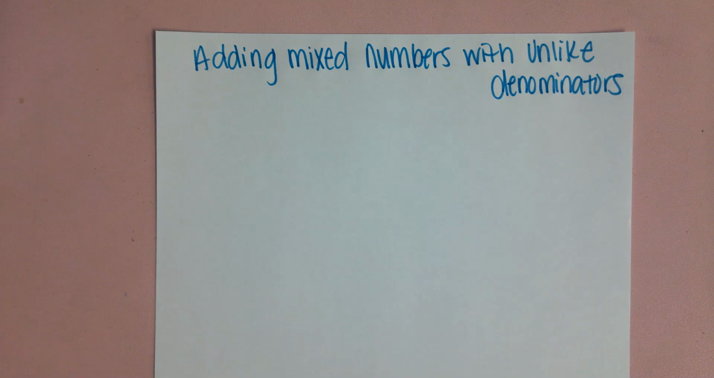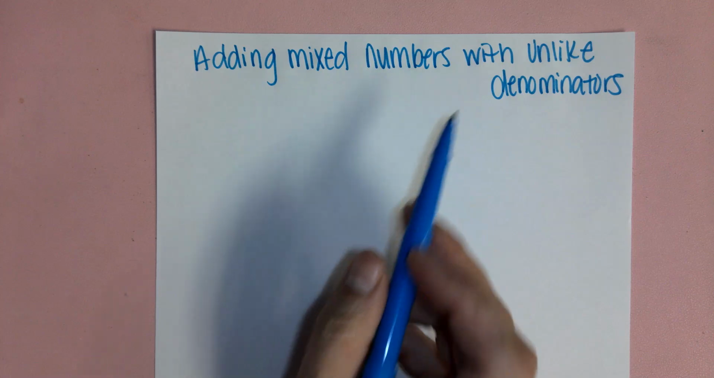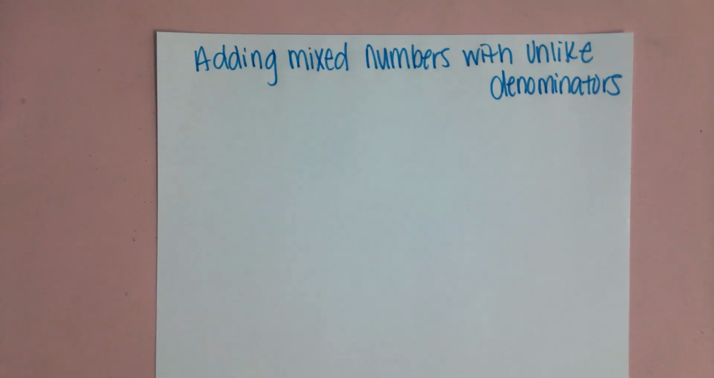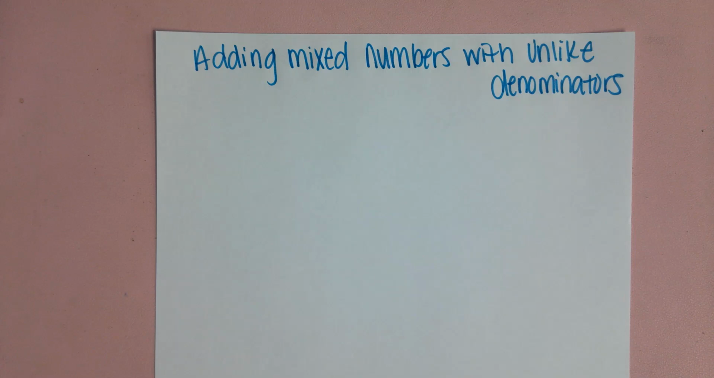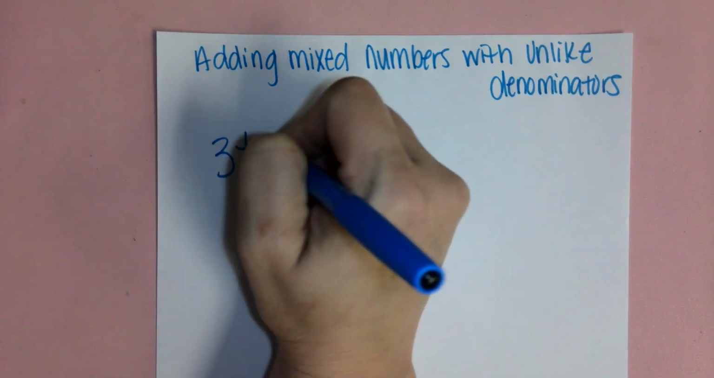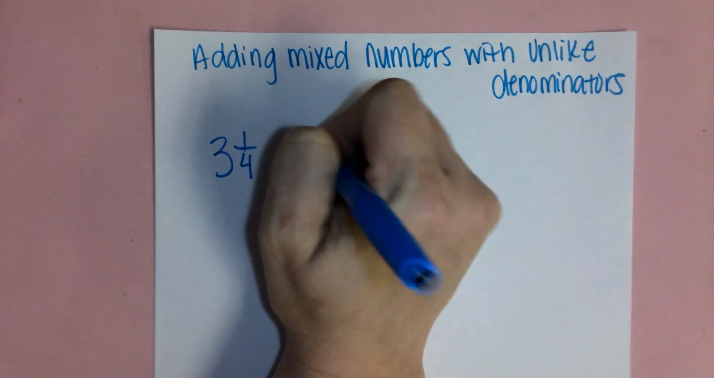This is a recap on what we learned today with adding mixed numbers with unlike denominators. I want you to understand that it follows the same concepts that we learned when adding fractions with unlike denominators. The only difference here is that we have whole numbers to add with it. So an example of this would be 3 1/4 plus 3 5/8.